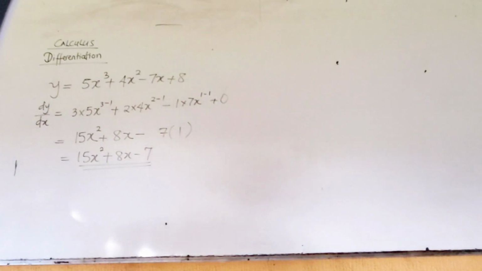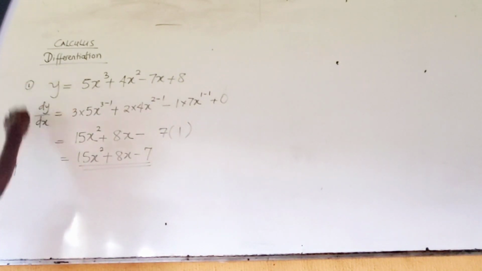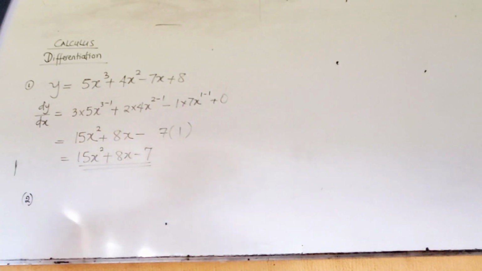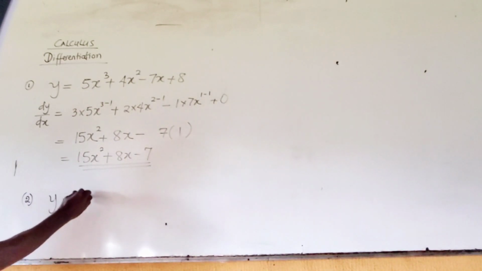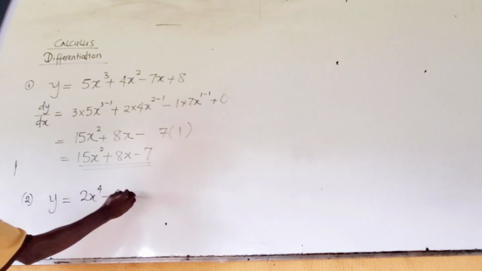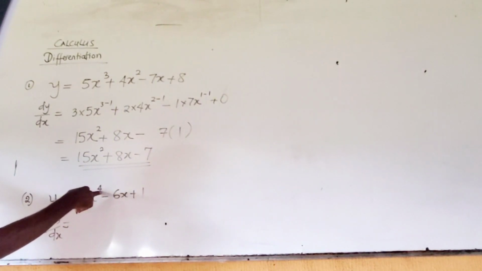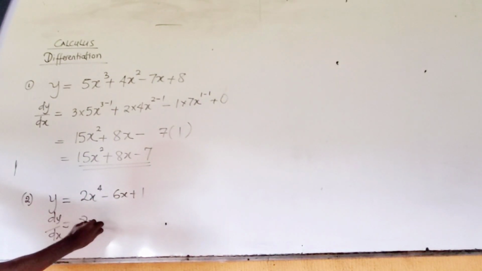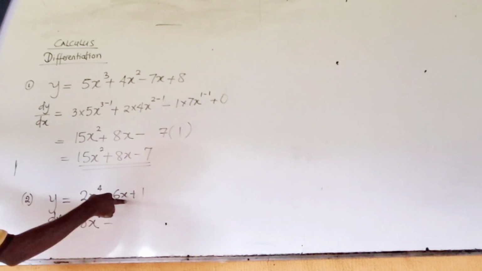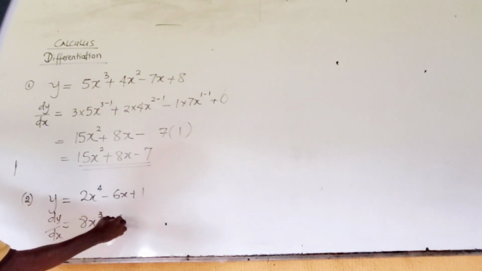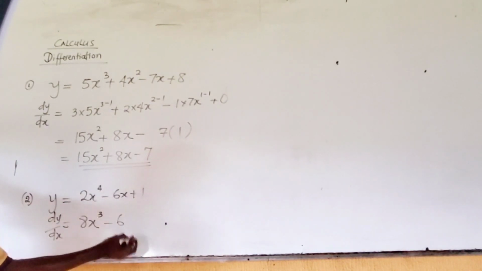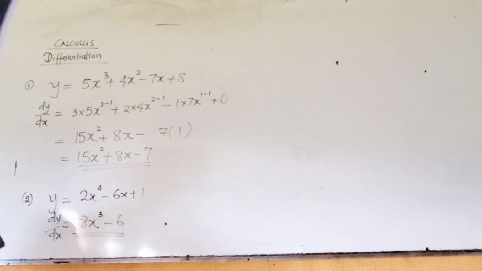This is how you differentiate. So let's see another complex or technical question. Let's say you have something like this: y equal to 2x raised to the power 4 minus 6x plus 1. How do we differentiate this? The power here is 4. 4 times 2x will give us 8x. Subtract 1 from the power, that's 3. The power here is 1. 1 times 6x will give us 6. 1 minus 1 is 0. x raised to the power 0 is 1. So this becomes our answer.